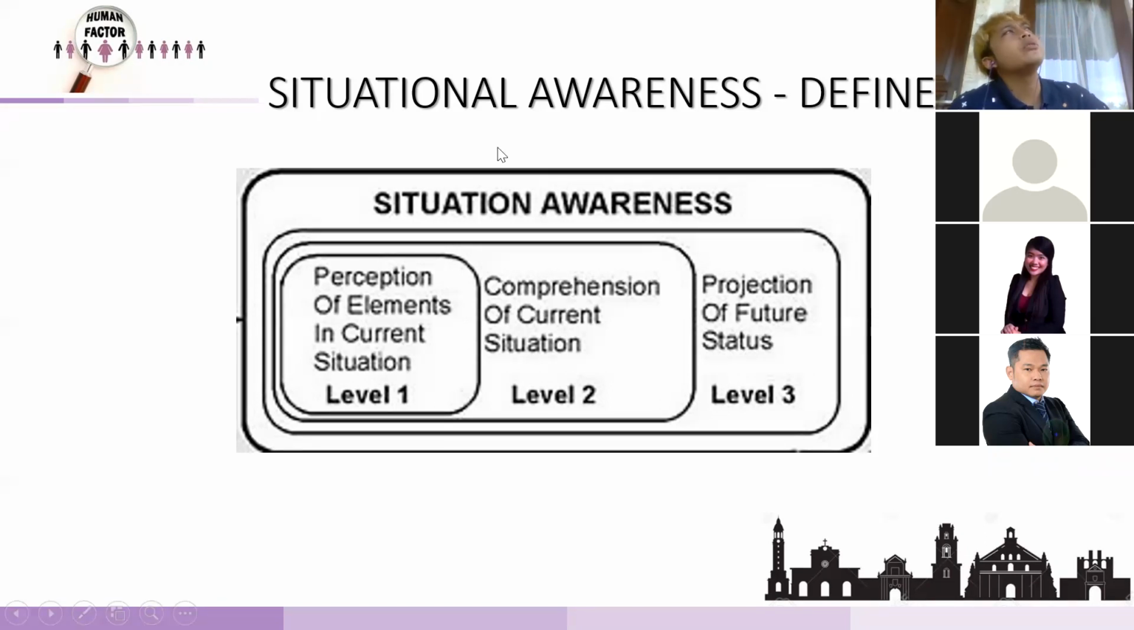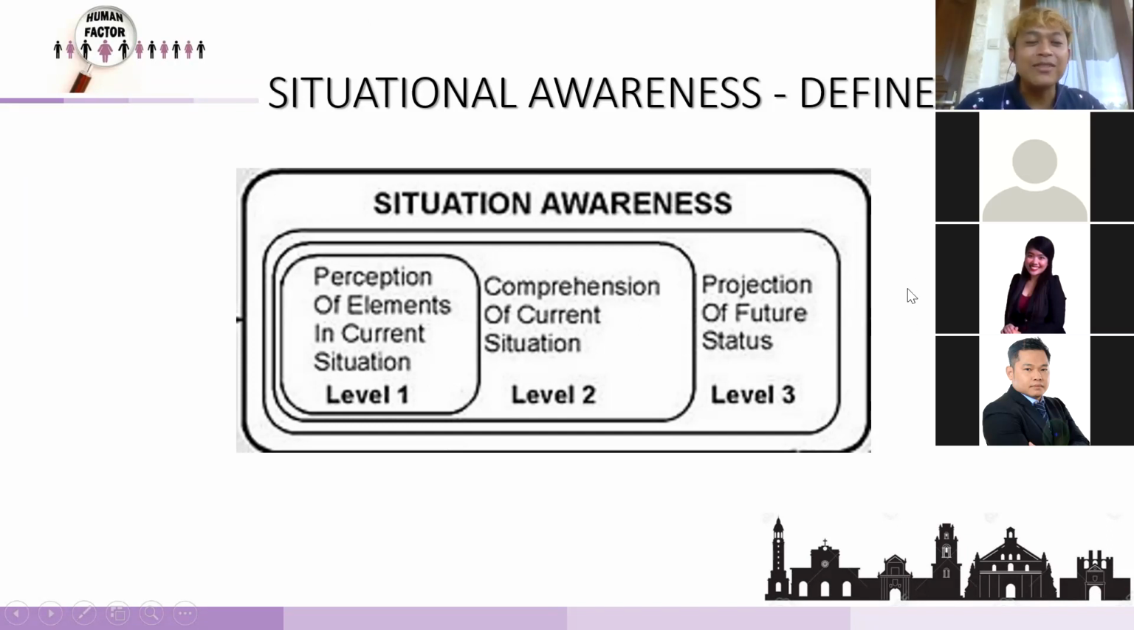Perhaps, for situational awareness, not really. Usually, I don't think that much. We don't usually think about this. But I would like to say that we actually do situational awareness unconsciously.